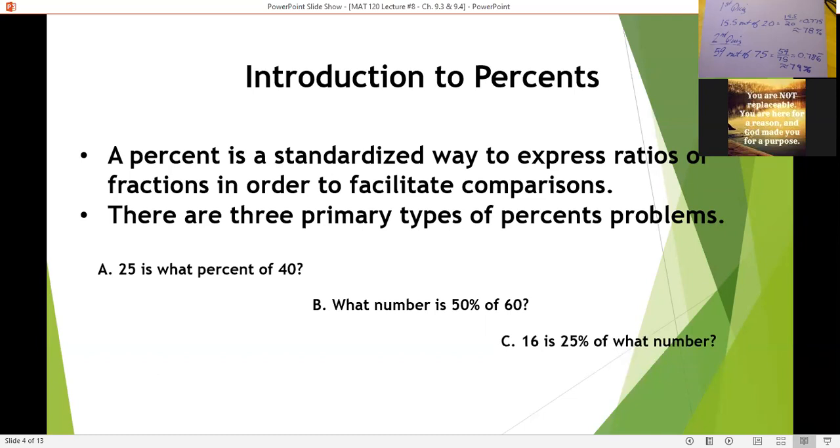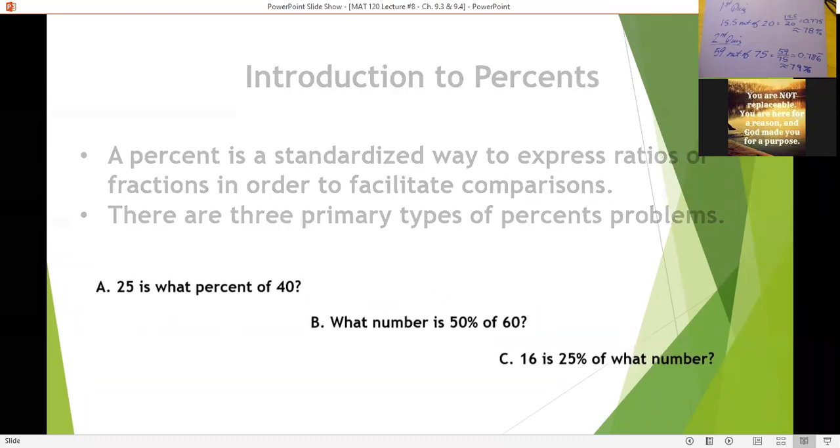So you'll notice that these are all the same thing. This is blank is what of blank. They all have the same structure: a number is a percent of a number. So in each of those three cases, you'll see that one of the three things has been changed into the what, meaning that the variable is present in each of the cases, but in a different position in each case.